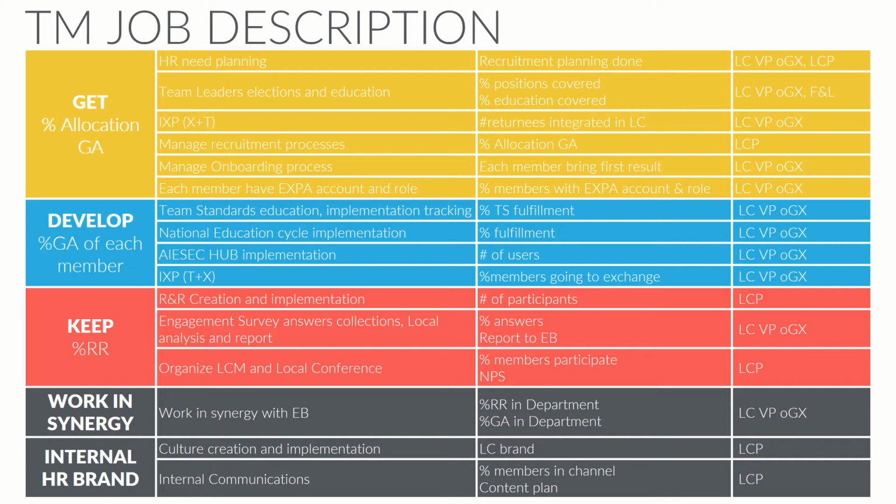This is amazing IXP, but the other side, T plus X. So when a person was in the organization and then is going on exchange. How we can measure the percent of members who go on exchange, and also this is in synergy with VP OGX. Why is it important? I put it in the engagement survey. We talk about it a lot because these people are an amazing pipeline for the next team leaders, vice presidents, and presidents, because they understand not only how we sell this product and how we're working on this product inside AIESEC, but they feel this product and feel this impact, and they are committed much more to the organization and to the product.